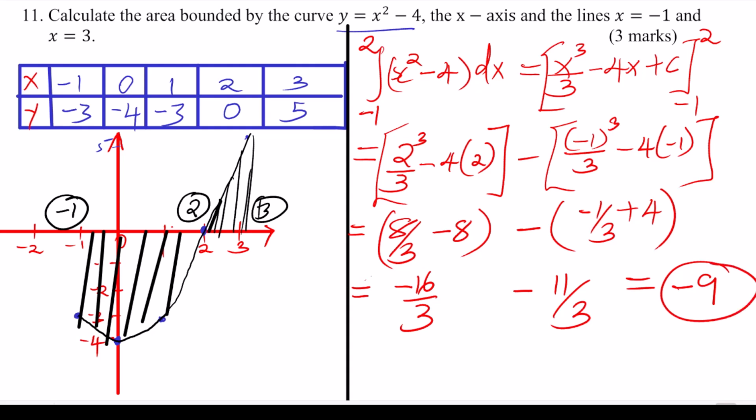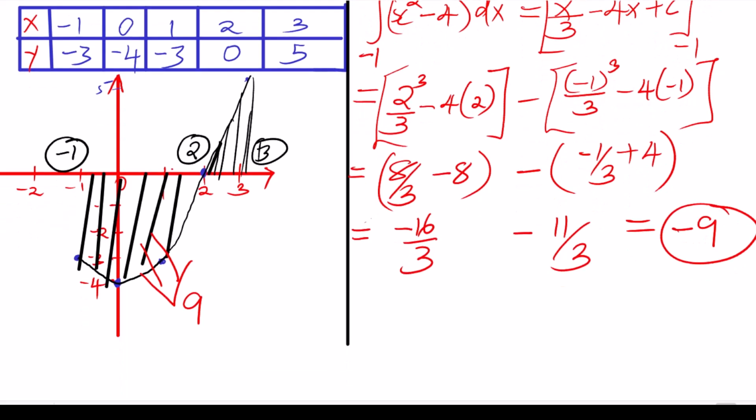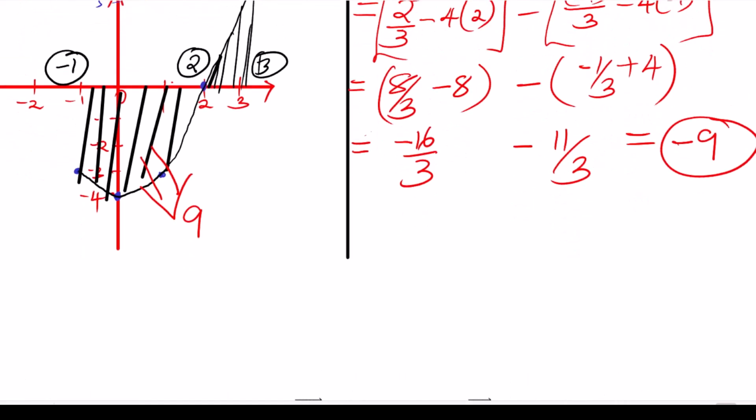So that means the area that is below the x-axis, bounded by the x-axis and the lines x equals -1 and x equals 2, is 9. We ignore the negative. The negative just implies the area is below the x-axis. So you ignore the negative and take the area as +9 square units. From there, we go to the second one. Now we integrate from 2 to 3, that is the area above the x-axis.